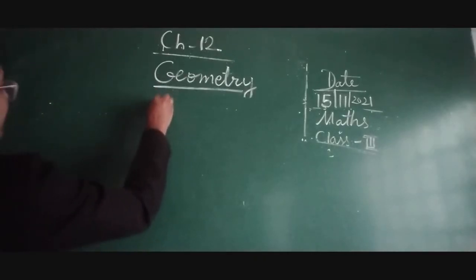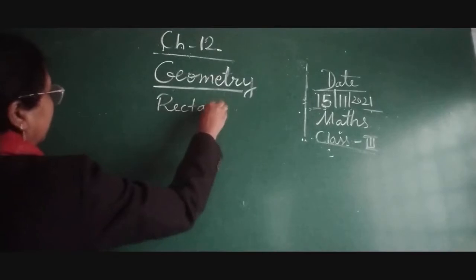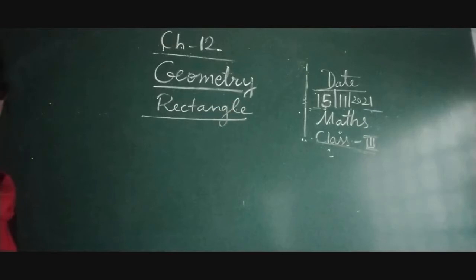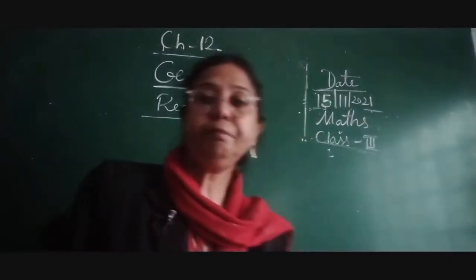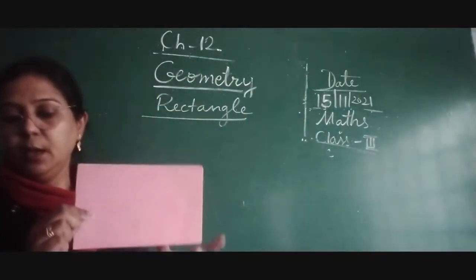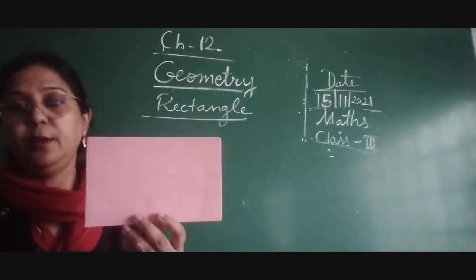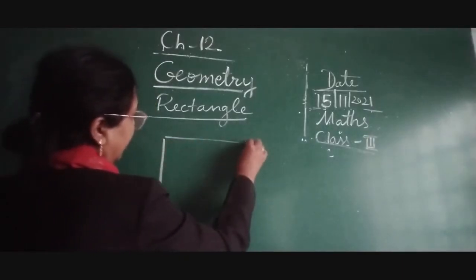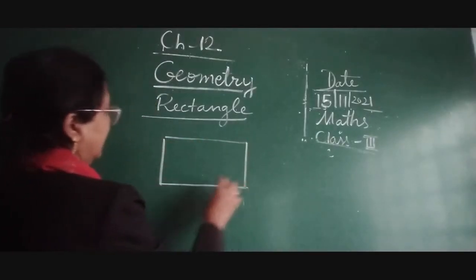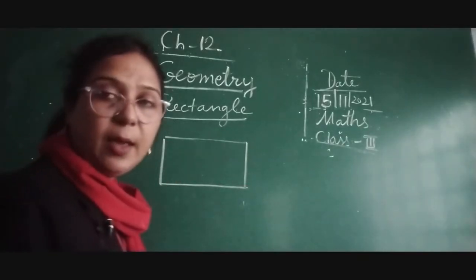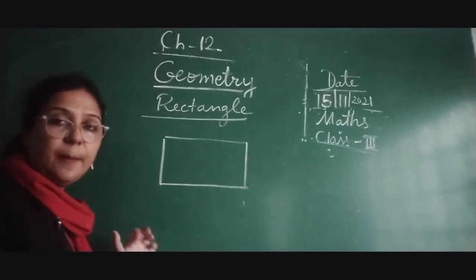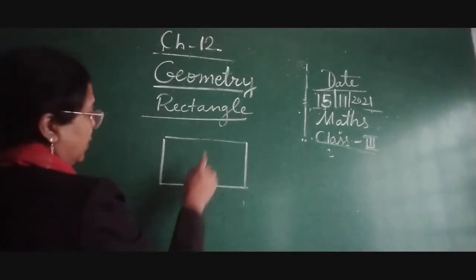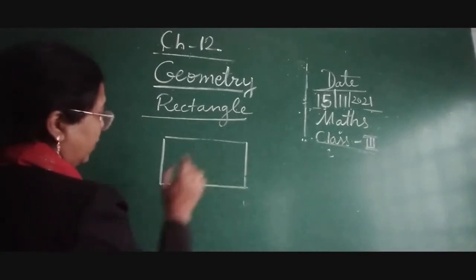Okay, rectangle children, this is rectangle. Now children, here you can see the rectangle has, I am going to draw it also. Here children, you can see, just like a square, it has four sides. But the difference you can see is that these sides are equal and these sides are equal.